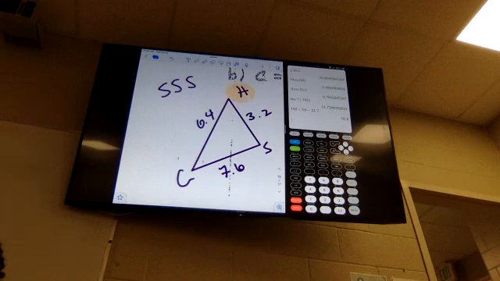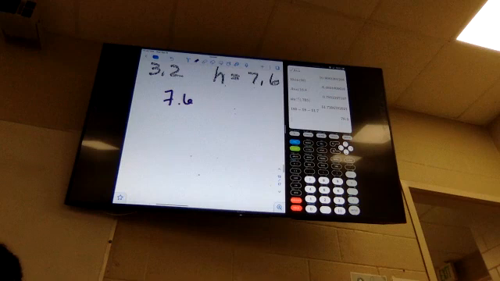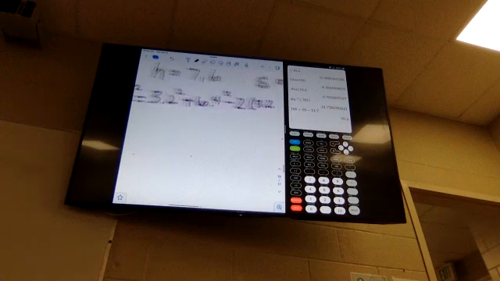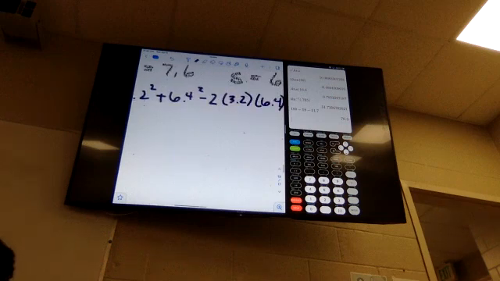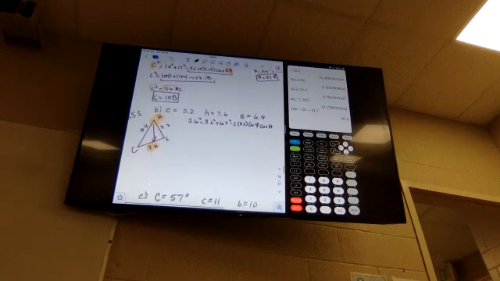I'm actually going to find h because that's the biggest one. So I recognize h and then 7.6 are opposite each other. So those are kind of my bookends of this problem. I'm going to start with 7.6. I'm going to end with h. I'm going to do 7.6 squared equals 3.2 squared plus 6.4 squared minus 2 times 3.2 times 6.4 times cosine of h. Oh, that's a big mouthful.